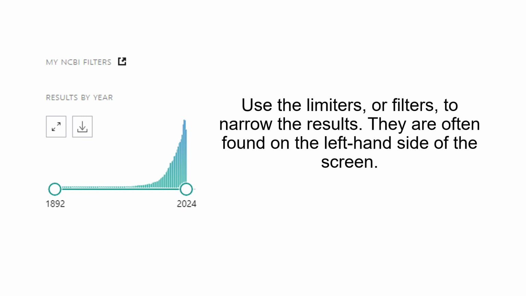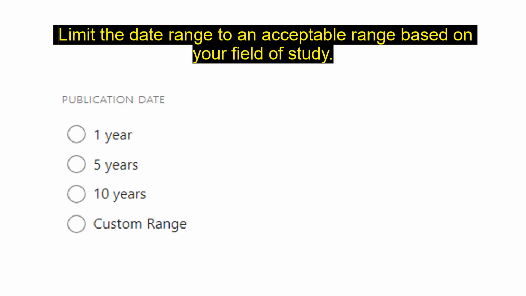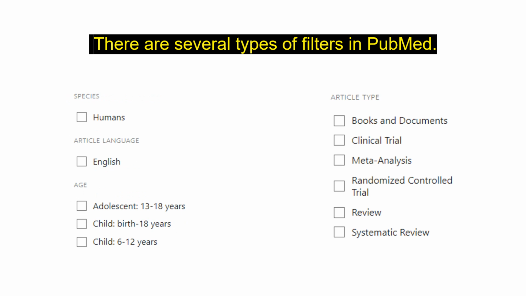Use the limiters or filters to narrow the results. They are often found on the left-hand side of the screen. Limit the date range to an acceptable range based on your field of study. There are several types of filters in PubMed.